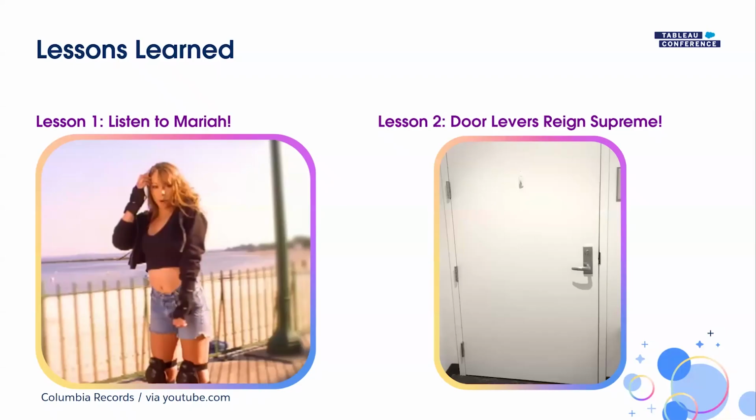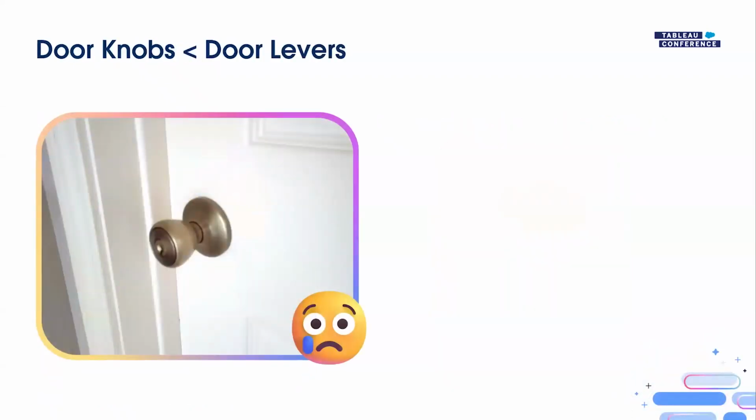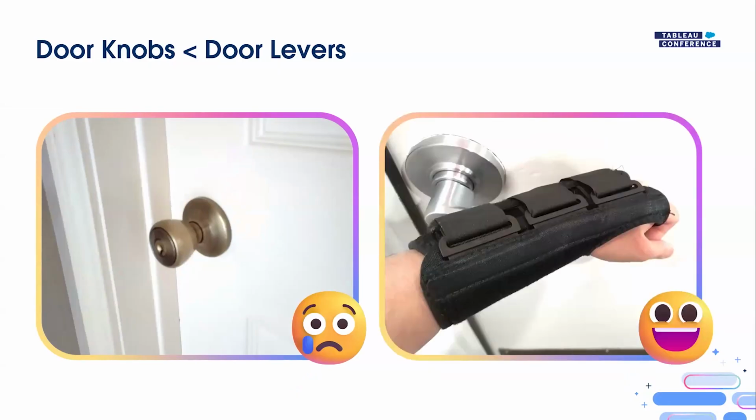Another thing that I learned is that door levers reign supreme. So all of those faucets and doorknobs that hurt to turn, they looked like this. I had to grip the knob and then turn my wrist. And I'm a lefty, so my go-to hand for gripping and turning those faucets and doorknobs was my left hand, the one that was attached to the fractured wrist. So fortunately, all the interior doors at my house have levers.